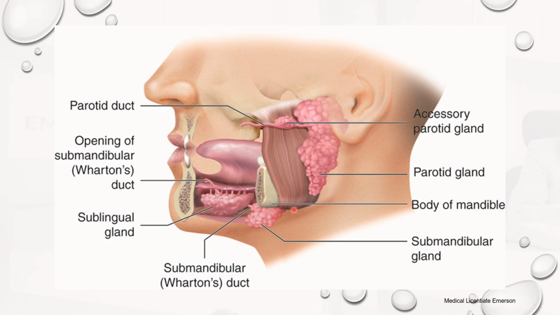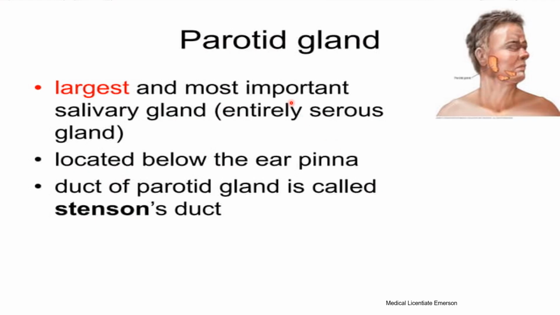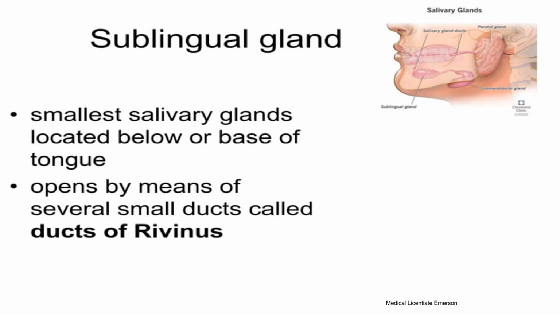This is also another picture just to show the sublingual, the submandibular, and the parotid gland. Okay, so let's now start talking about them in detail. The parotid gland is the largest and the most important salivary gland. It's an entirely serous gland. It's located below the ear pinna. And the duct of the parotid gland is also known as Stenson's duct. That's about the parotid. Then you have the sublingual gland.